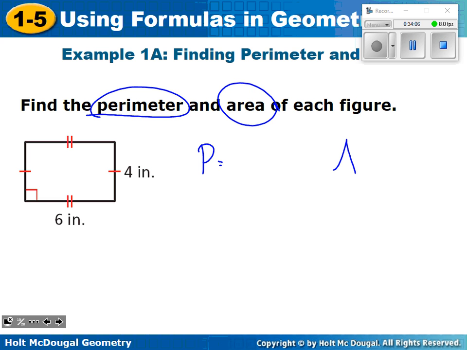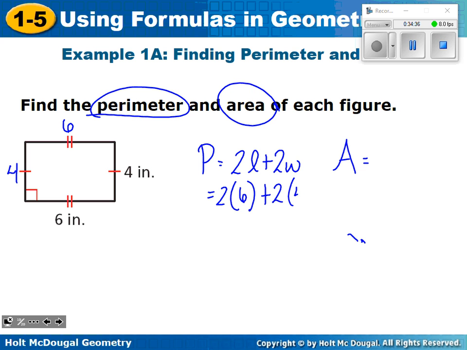Perimeter equals, area equals. Okay, what shape do we have here? Rectangle. Perimeter formula is 2 length plus 2 width. So you're going to plug in those values. Again, if you forget, just add all the sides. This is 6. Don't forget the opposite side is 6. If the right is 4, then the left is 4. Plug it in. We have 2 times 6 plus 2 times 4. What's 2 times 6? 12. What's 2 times 4? 8. And what's 12 plus 8? 20.